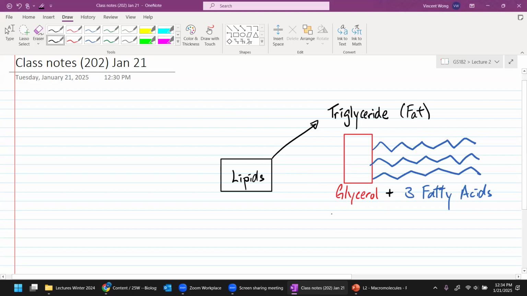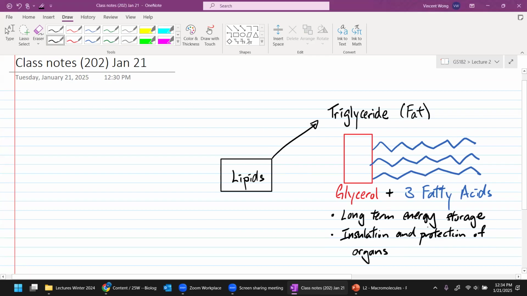What do we need fat for? Basically, fats are useful for long-term energy storage. Okay? And they are good for insulation and protection of organs.